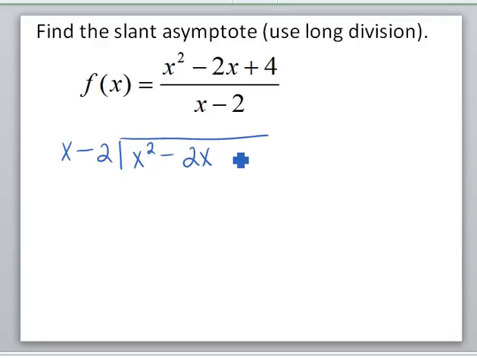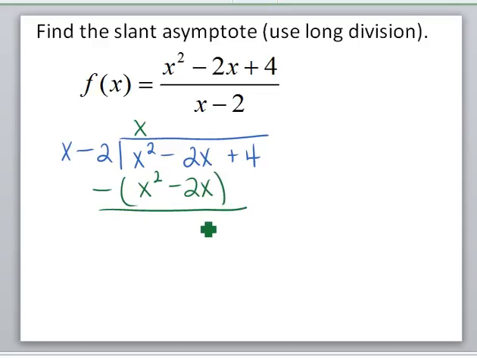these two functions. So I will say that x goes into x squared, x. So x times x is x squared. x times negative 2 is negative 2x. Then what I'll do is I'll subtract this off. And when I do that, I end up just getting 0. But I have to bring down this 4 yet. So what I'm really thinking about is just how many times x goes into 4, which it doesn't.